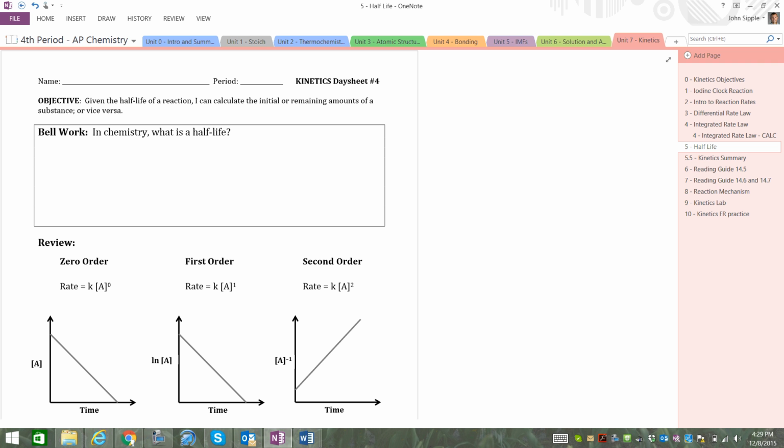Over half-lives. Okay, so some of you might have already been exposed to half-lives in math class, because I actually walked by a Math 2 class the other day and they were doing half-life. So I was like, whoa, this is awesome.